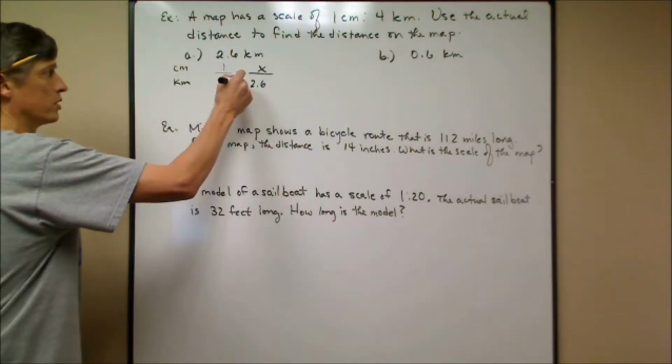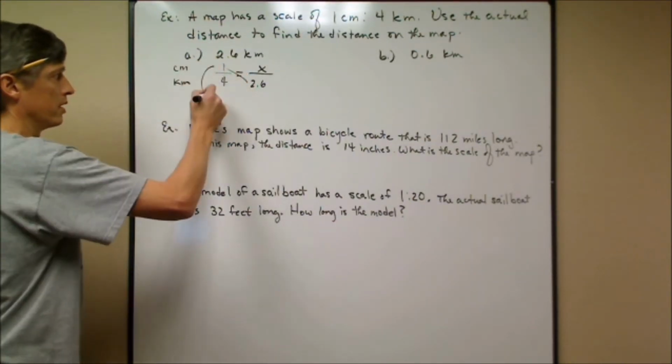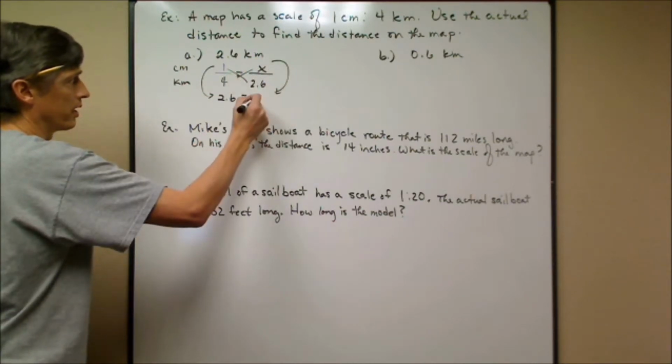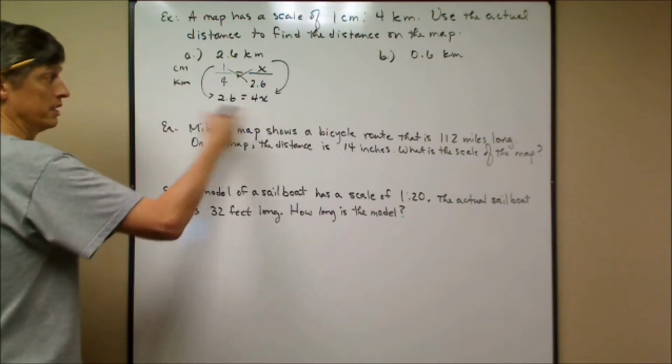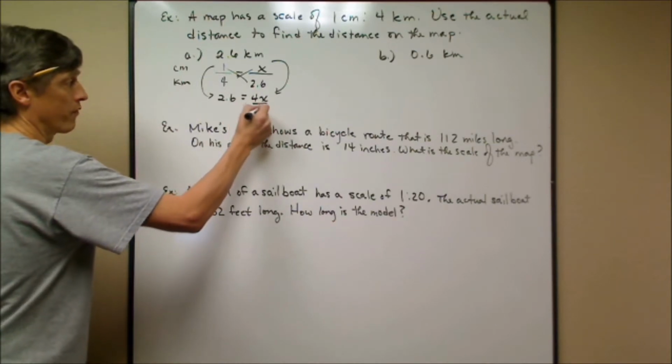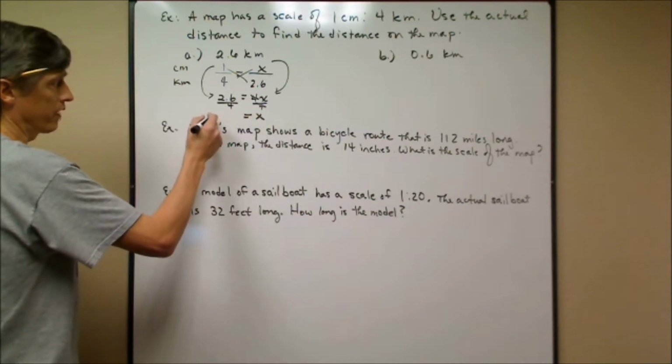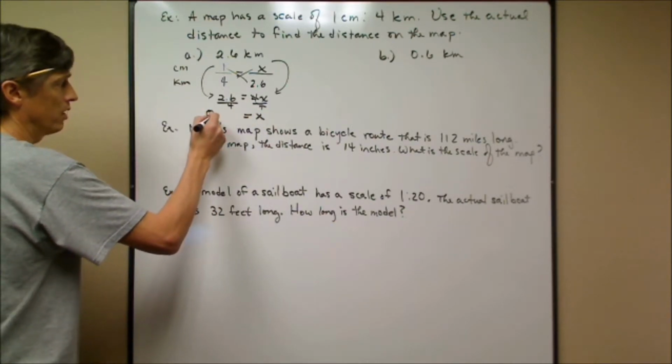So I'm going to cross multiply. I'll multiply these 2 together. That's 2.6. I'll multiply these 2 together. That's 4x. Now in this case I have to solve for x. I'm going to divide by 4. And be careful with your arithmetic. It looks like 4 goes into that 0.